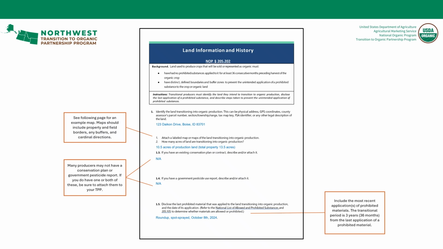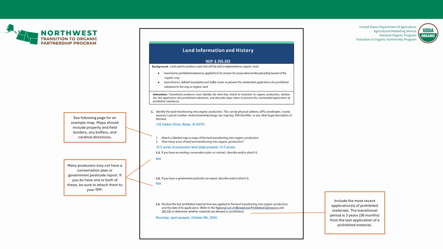This page is all about your operation's size, layout, and history. You'll need to include a map of your operation, calling out certain details. We'll walk through a good example map together on the next slide. Begin by noting the exact physical address of the land you're going to certify and the number of acres that you're planning to certify.